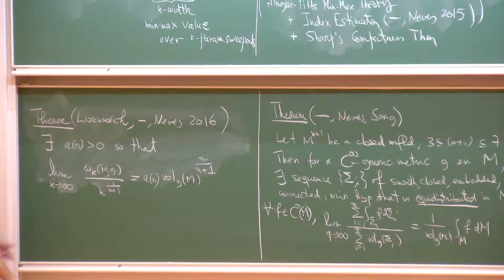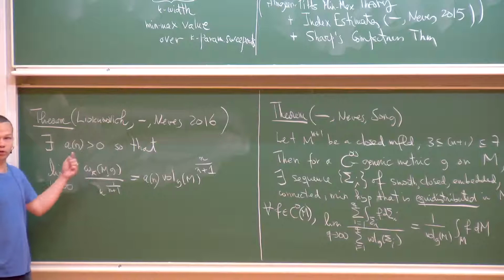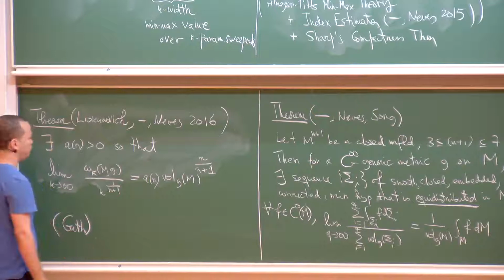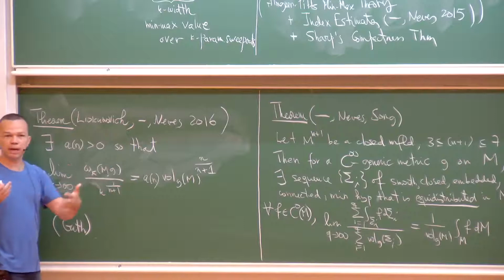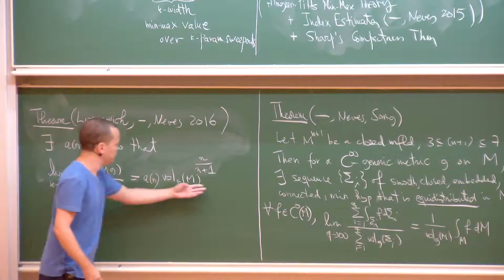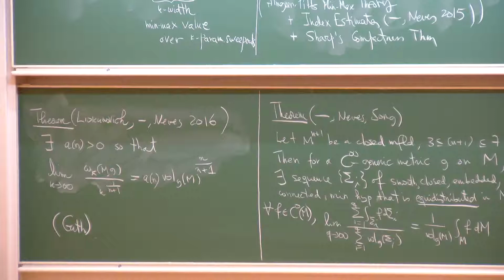I should say that before this result, there were results by Gromov and also Guth. So this is also kind of inspired by work of Guth. What they proved was that for a fixed M, the sequence of numbers is bounded by constants that might depend on the manifold M. Okay, so actually, they're not only bounded, they actually converge to this number.